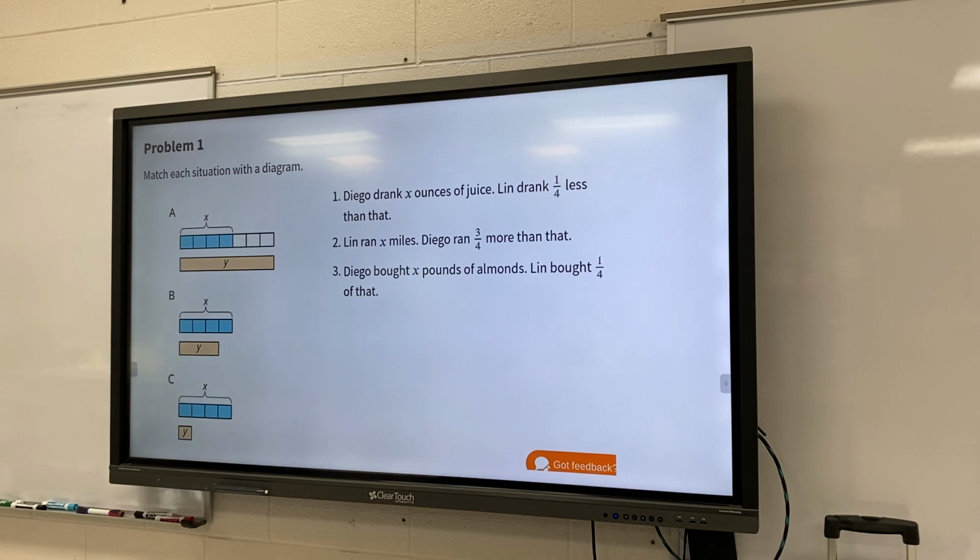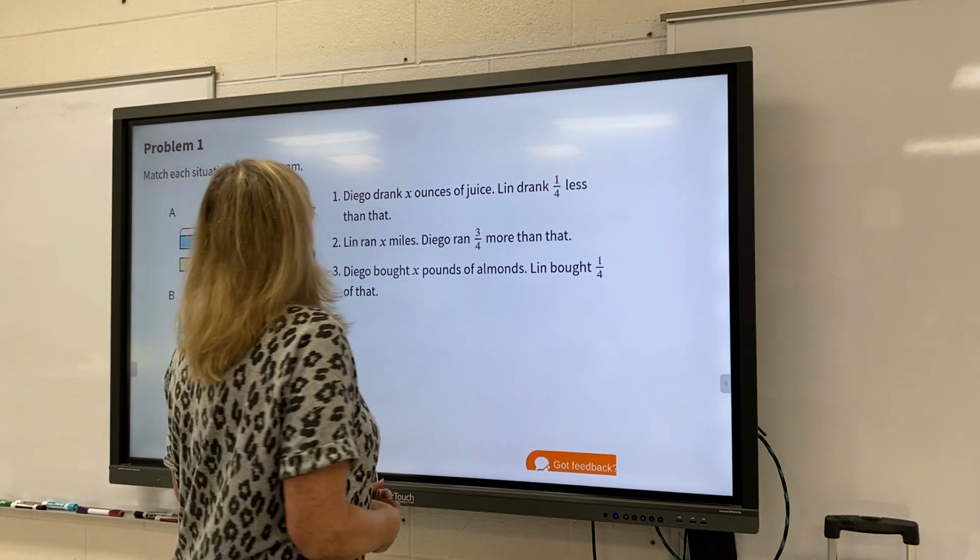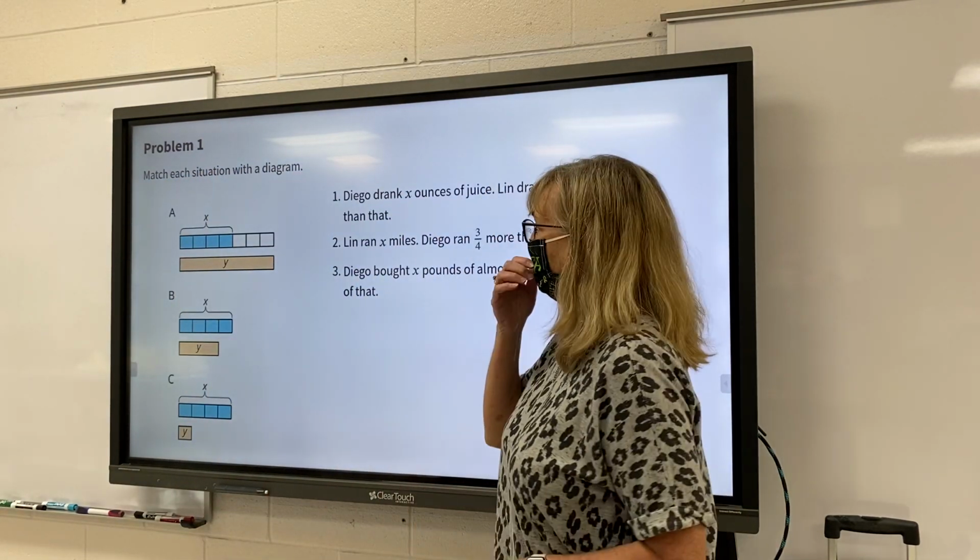All right. So problem number 1. Match each situation with a diagram.